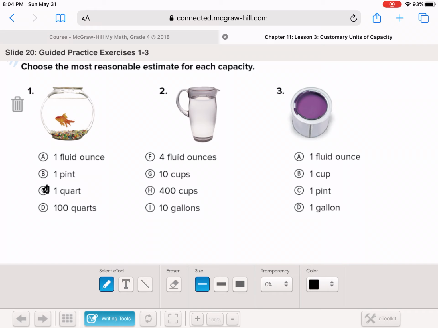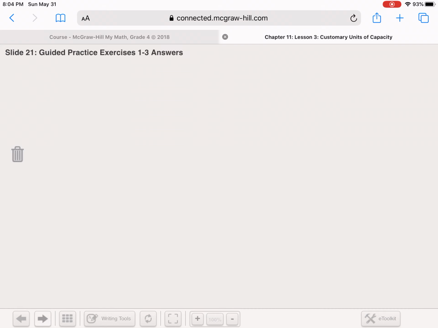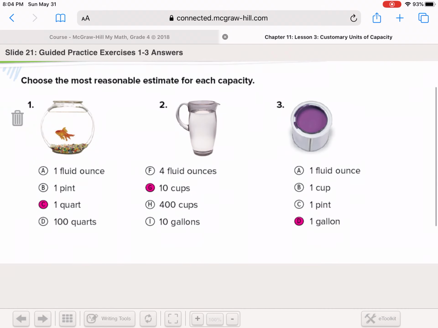Number 2, is it 4 fluid ounces, 10 cups, 400 cups, or 10 gallons? So that looks like, oh man, I'm really bad at this. I think it's either 4 or it's 10. It's one of those. All right, I know that's a paint can and it's a gallon. Let's see how I did, guys. Okay, number 2 is 10 cups. Whew, thank God I did both.